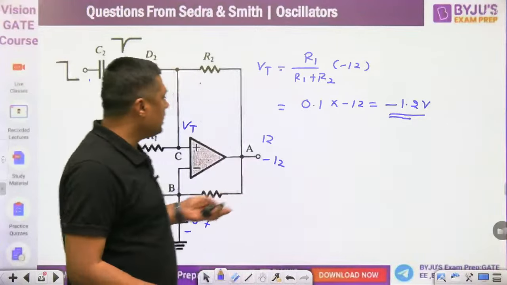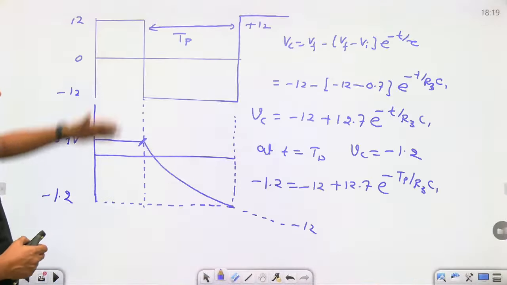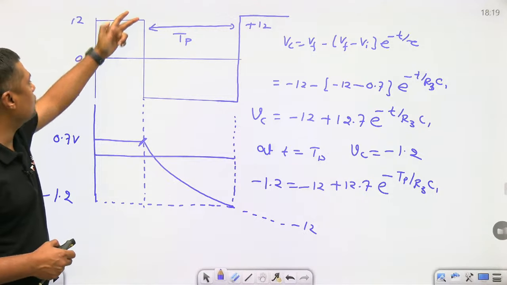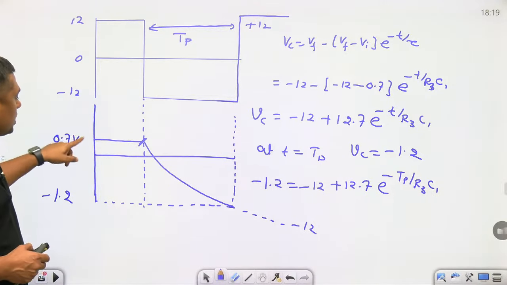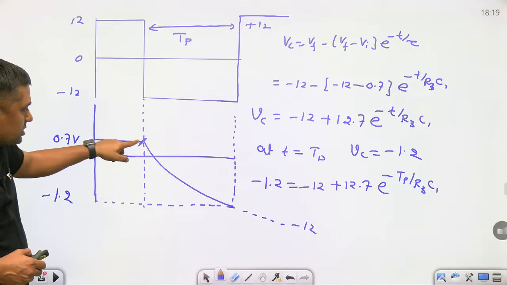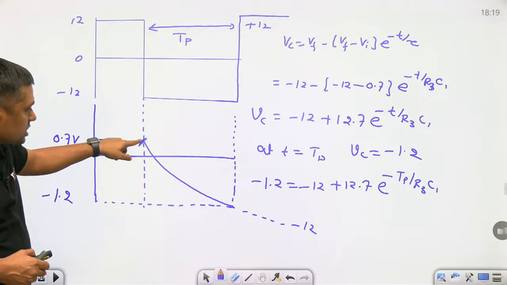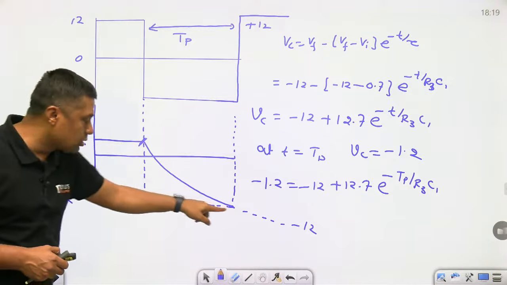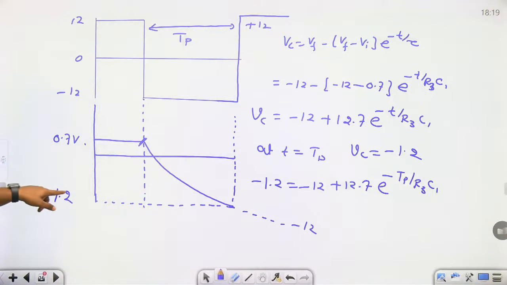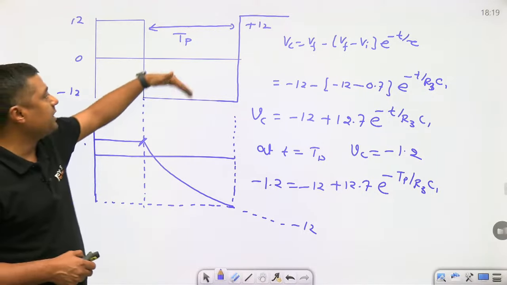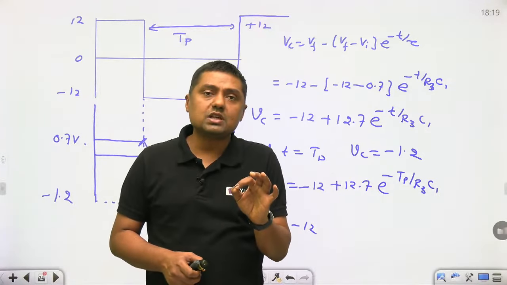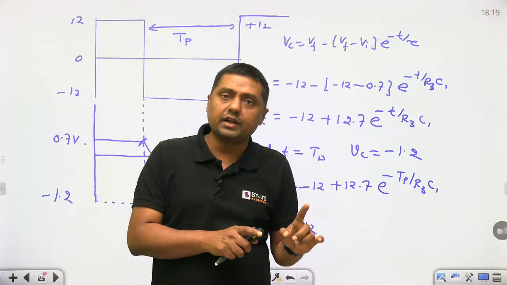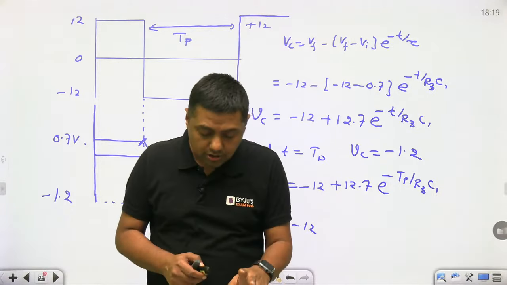So what is the derivation here? Very simple. When we give the trigger, the output will switch from plus 12 to minus 12. But what is the initial voltage across the capacitor? 0.7 volt. Now the capacitor will start discharging from 0.7 volt up to the threshold level. When it crosses the threshold level, the output will switch from minus 12 to plus 12. Okay, the answer is 6171. Go through this solution again and again, two times, and that is the question.